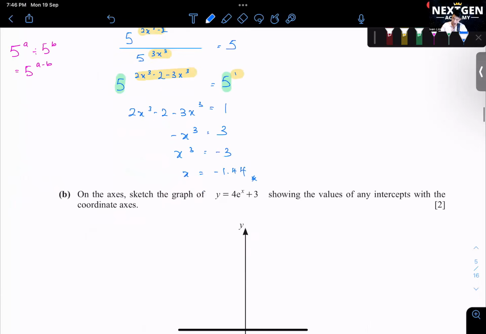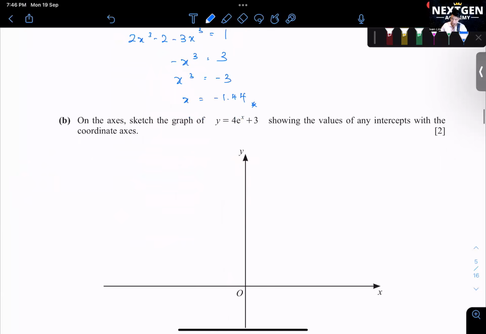Next one, Question B. On the axis, sketch the graph of y equals 4e to the power x plus 3, showing the values of any intercepts with the coordinate axis. So this one is a sketching of graph. It's one of the 8 graphs that I mentioned that you need to know, which is your exponential graph.